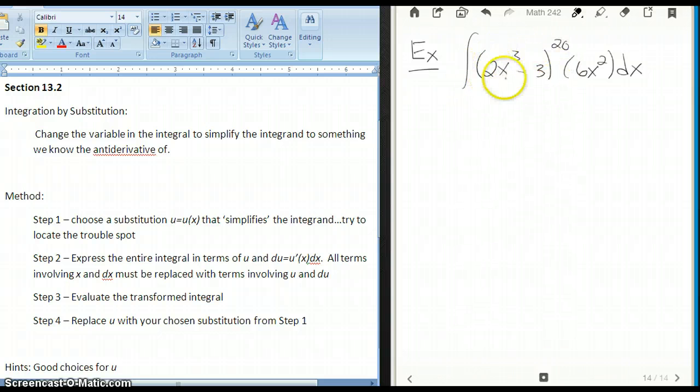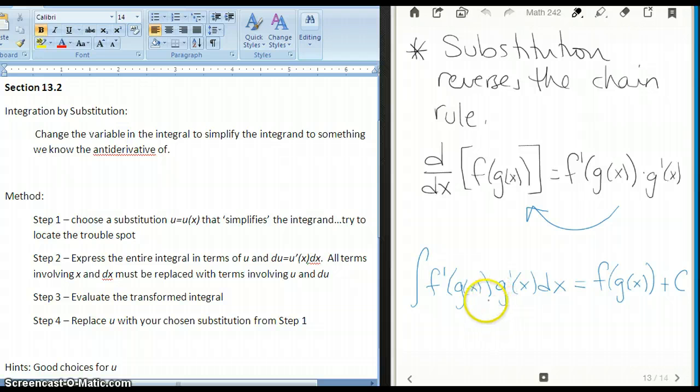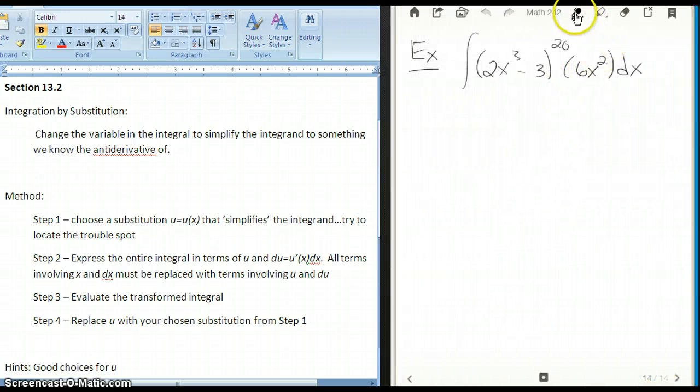I do see the same situation we had last time, where there's something living inside of some parentheses being raised to a power. There's also this other thing living here, this other 6x squared. But notice, if we turn back a page, if we're ever trying to reverse the process of the chain rule, usually what we'll end up having is some sort of derivative, and then there's this thing plugged in, and then there's the derivative of the inside stuff. So the chain rule always produces this derivative of the inside stuff here. And if you notice, that's exactly what we have right here. Notice that this thing right here is the derivative of the inside.